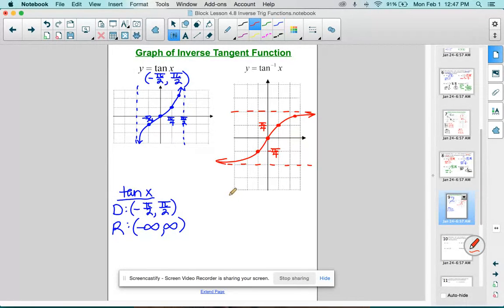Okay, so how does that translate to the inverse tangent function? So for inverse tangent, the domain and range get flipped. So it means domain would be -infinity to infinity, which it looks like that's the case for the inverse graph. And the range would be -pi/2 to pi/2.